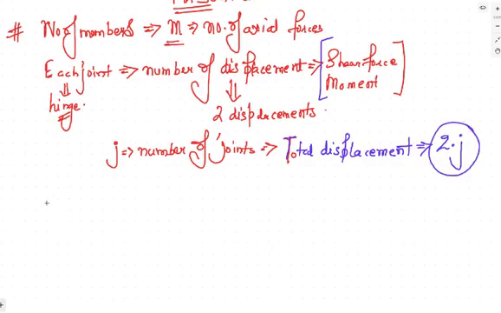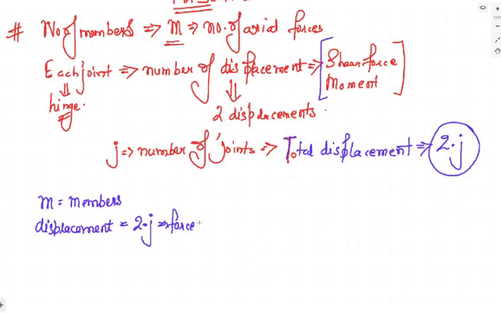2j. It means there are m total members, m is the members, and the total movement or the total displacement will be 2j. Total displacement is equal to 2 into j, which is due to the presence of forces. m is the members, also it is equal to the total amount of axial force which is present. So one thing is clear here: the number of axial forces is this much, the total amount of displacement is this much.